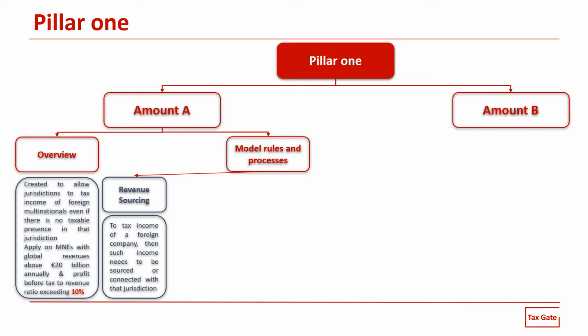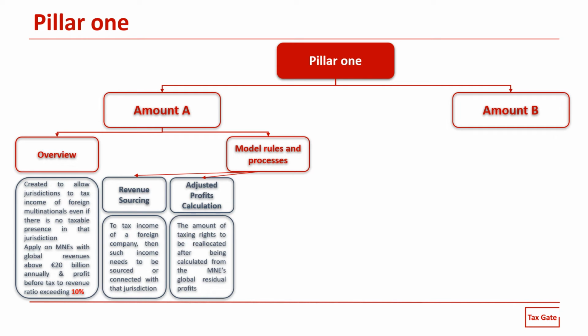Good, let's move to the next point, which is adjusted profits calculation. Once it is confirmed that revenue is sourced to a jurisdiction and it is above the needed threshold, then the multinational enterprise would need to calculate its adjusted profits before tax. And once the adjusted profits are calculated, then Amount A allocates a proportion of the mentioned adjusted profits to the market jurisdictions.